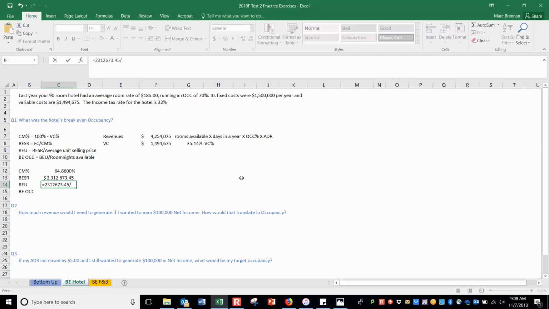$653.45. And we would divide that by my average unit selling price. My average unit, in this case we agreed, is occupied rooms, so rooms that are being sold. So a unit is a room, so average room selling price. That kind of sounds like average daily rate, doesn't it? So that's what we divided by, the $185, which is the average daily rate.